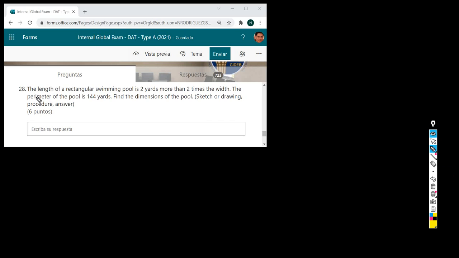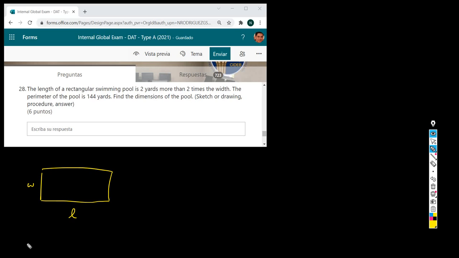So this one, problem 28, you have a swimming pool that is rectangular. So let me draw that. There it goes. And they tell you that the length, which is either this or this, it doesn't make any difference, guys, which one you call the length and which one you call the width. It's completely irrelevant. So they tell you that the length is 2 yards more than 2 times the width.